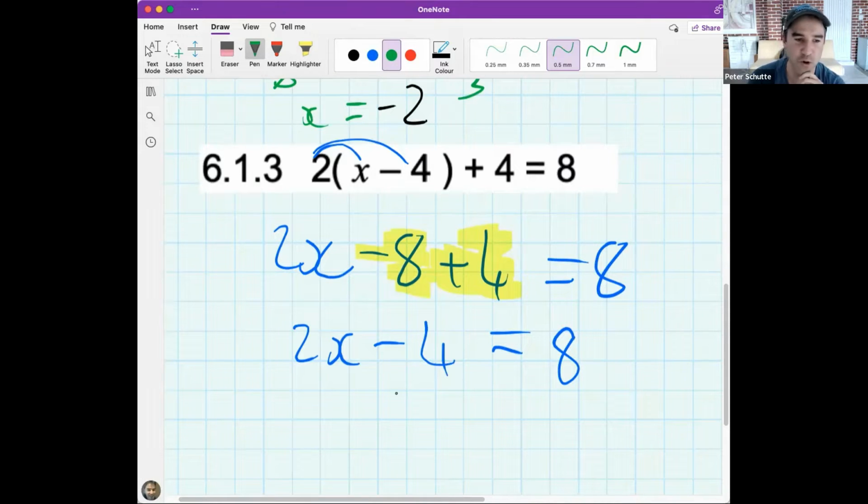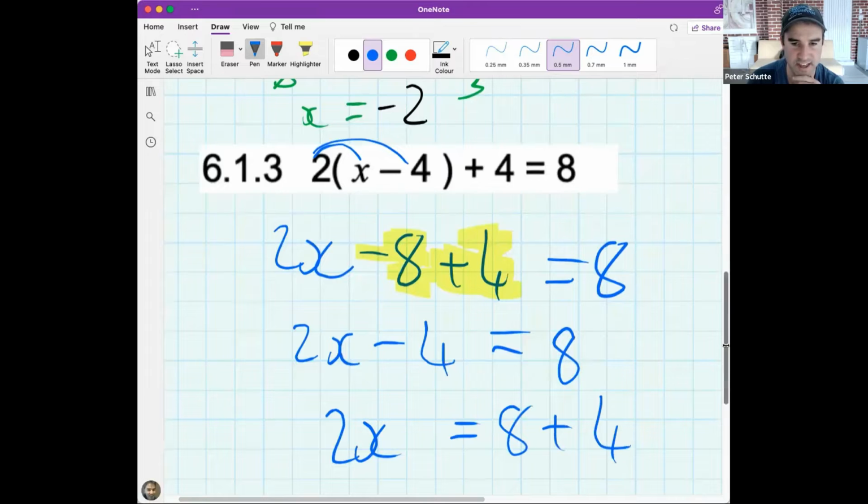Pleasure. So from here, guys, I'd love someone to tell me in the chat or raise your hand, what's my next step going to be? And remember, I'm following the same process. I'm trying to make the x lonely, but in order to do that, I need to add 4 to both sides. And as I get more comfortable, I realize if I add 4 to the left-hand side, sorry for the siren, I just get 2x. If I add 4 to the right-hand side, I just get that.